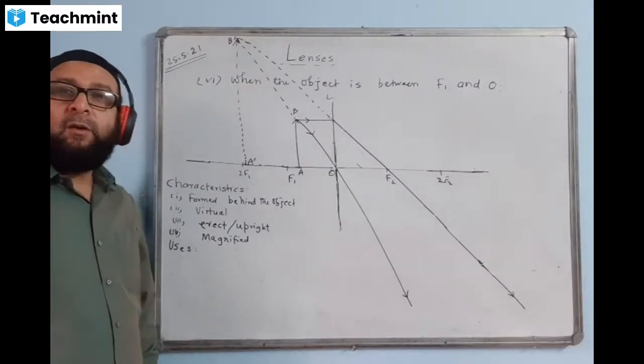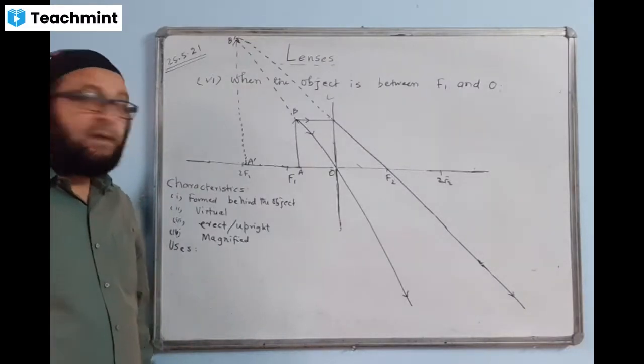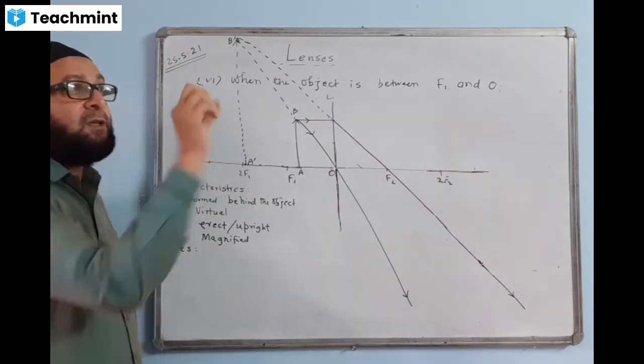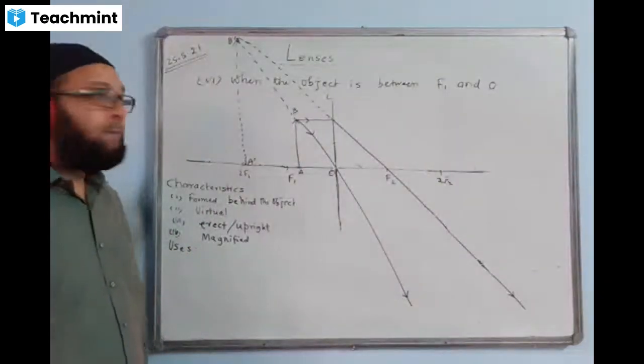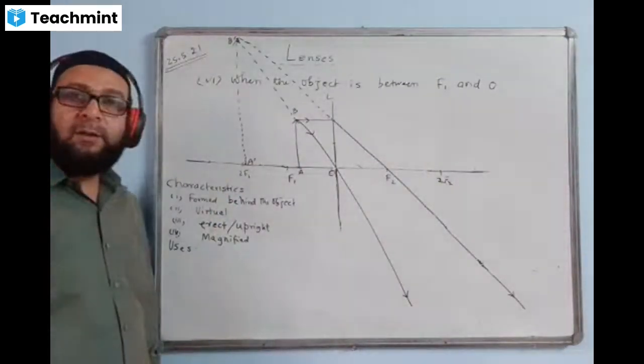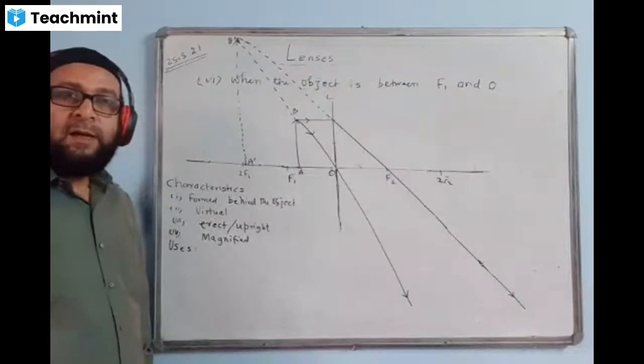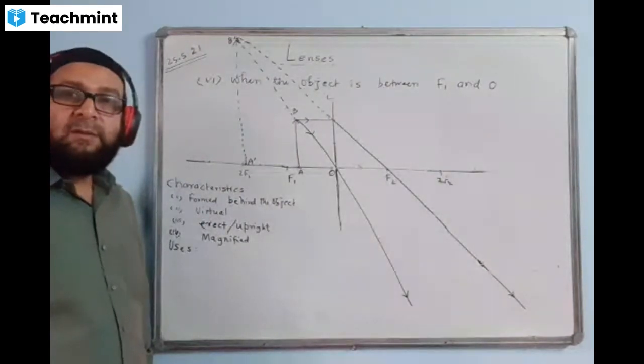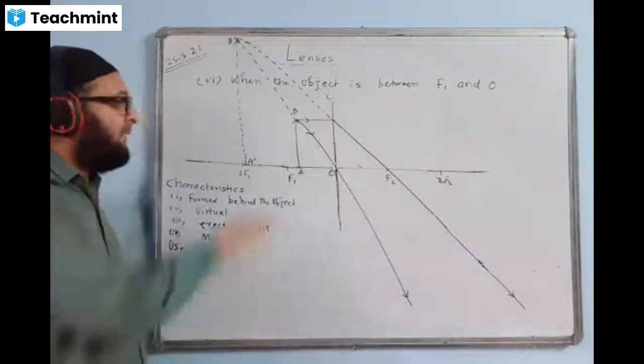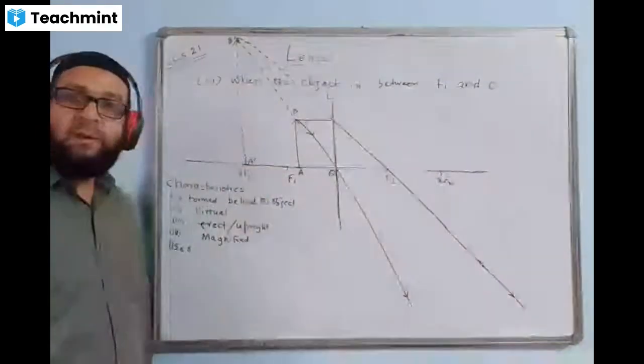If an observer wants to see the image directly, you cannot focus this image on a screen. You cannot project it on the screen because the image is virtual. It cannot be projected on the screen. So you have to see this image directly. From this side you will be able to see it, from the left side or from the right side.